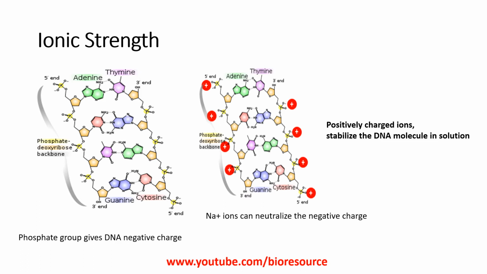Next comes the ionic strength of the DNA solution. As we all know, the DNA is negatively charged due to the presence of phosphate groups. The DNA is made up of nucleotides, and it has a nitrogenous base, a sugar, and a phosphate group. These phosphate groups give the negative charge to the DNA. The negative charge can be neutralized using ions, for example sodium or potassium ions.